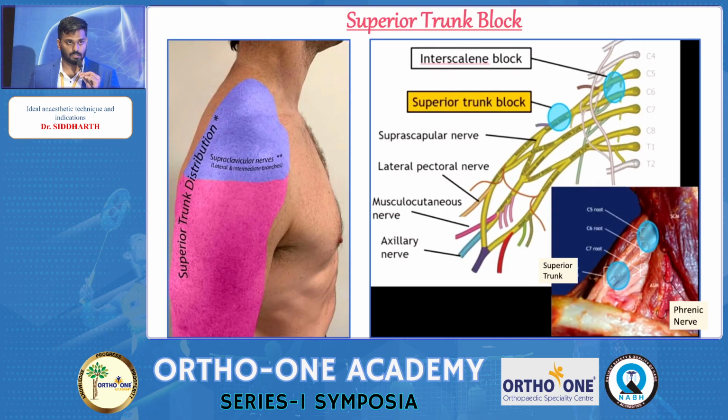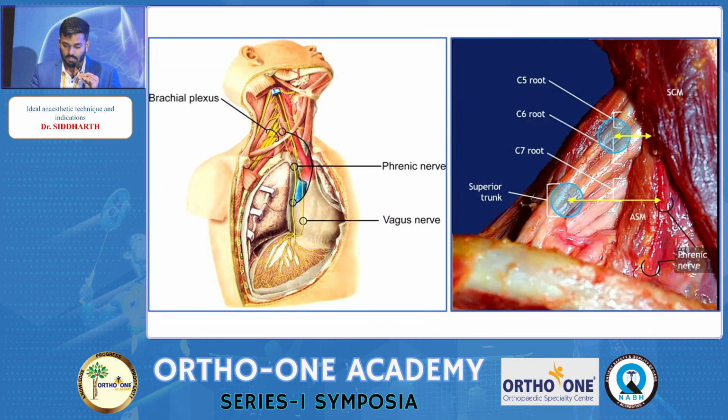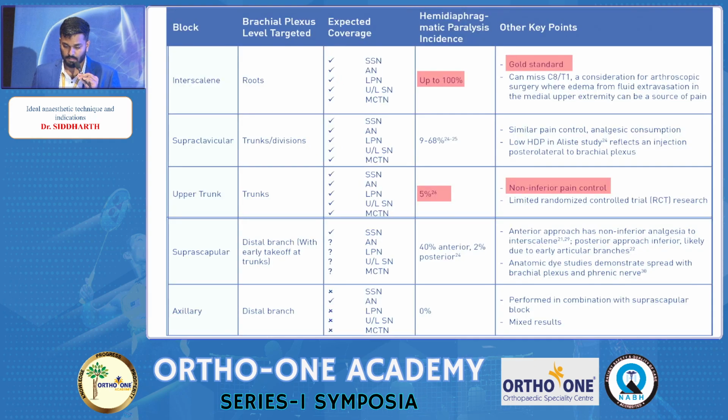At the level of the nerve root, the phrenic nerve is closer to the C5, C6, C7. But at the level of the superior trunk, the phrenic nerve is away from it. So you will be able to knock out the nerves that are supplying the shoulder and at the same time prevent the hemidiaphragmatic paresis that occurs in the interscalene block. So as you can see here, the C5, C6, C7 nerve is closer to the phrenic nerve, but at the level of the superior trunk, it is wider away.